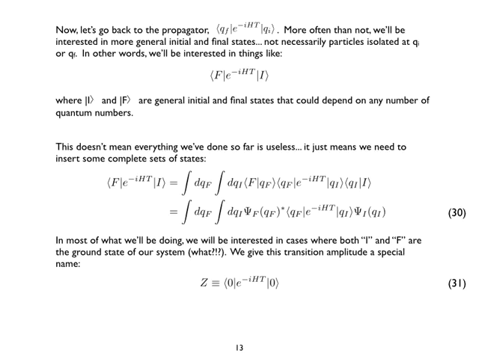What I can do is always insert complete sets of states and get back to something that looks like what we had before, the QI and the QF. The only difference is now we have to integrate over complete sets of states, but that's nothing new. It's just regular quantum mechanics that we learn about in quantum 1, really.